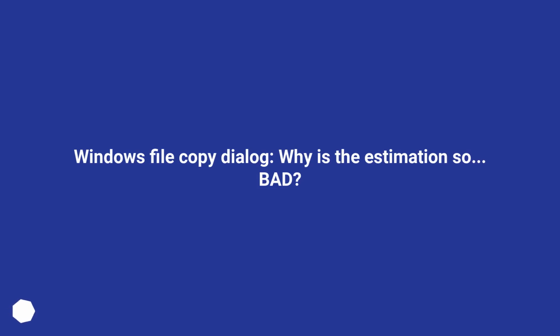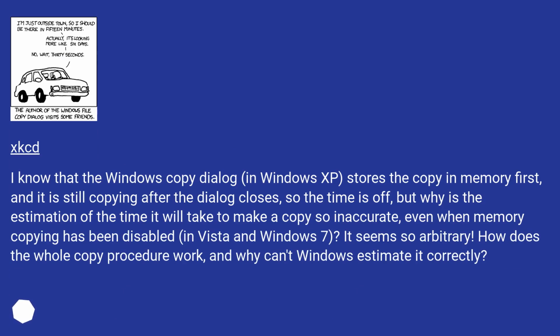Windows file copy dialog. Why is the estimation so bad? XKCD. I know that the Windows copy dialog, in Windows XP, stores the copy in memory first, and it is still copying after the dialog closes, so the time is off.